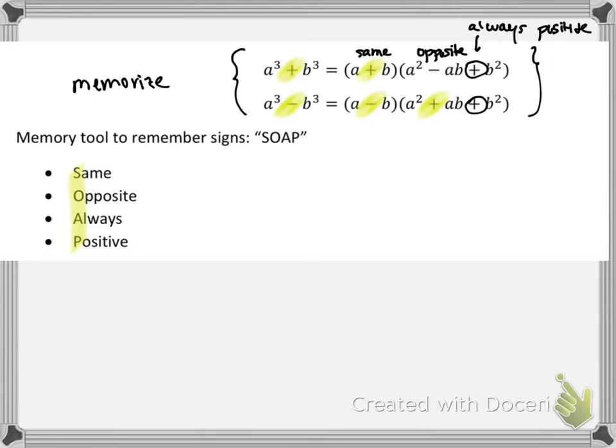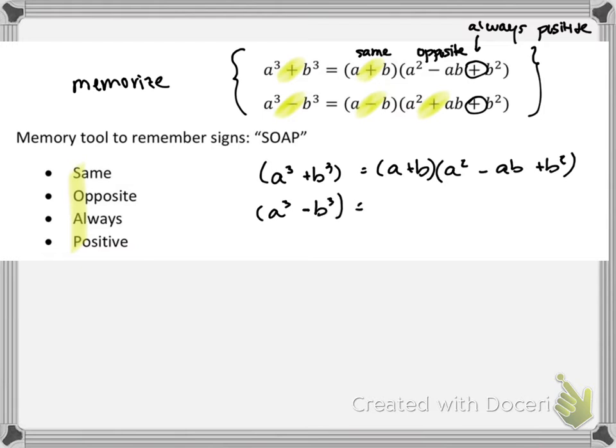So that helps you keep your signs straight, but you still have to memorize the fact that a cubed plus b cubed is equal to a plus b times a squared minus ab plus b squared, and a cubed minus b cubed is a minus b times a squared plus ab plus b squared. And of course, a and b can be anything that you want.